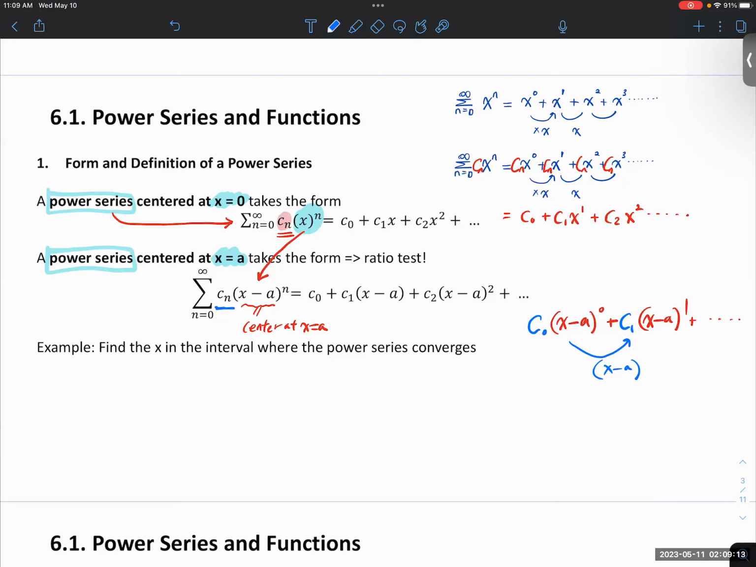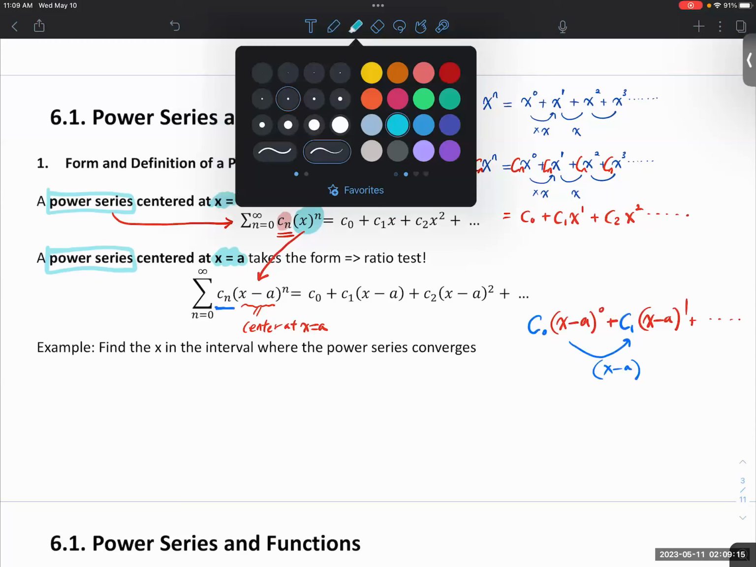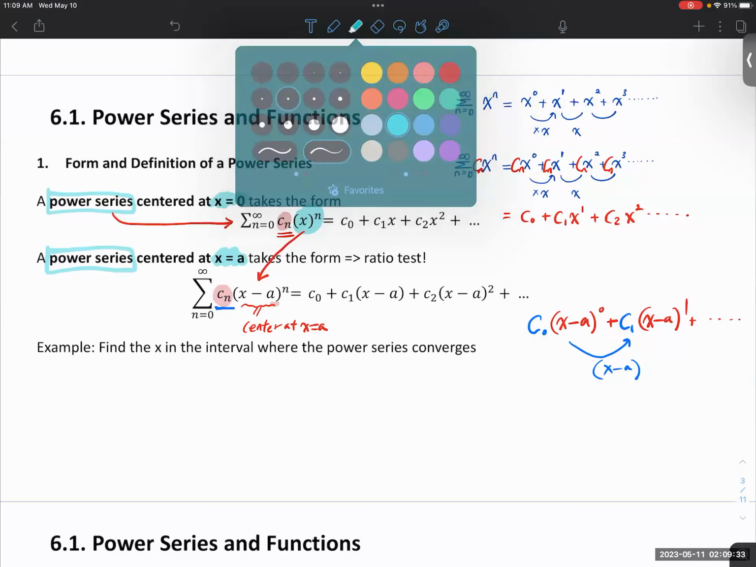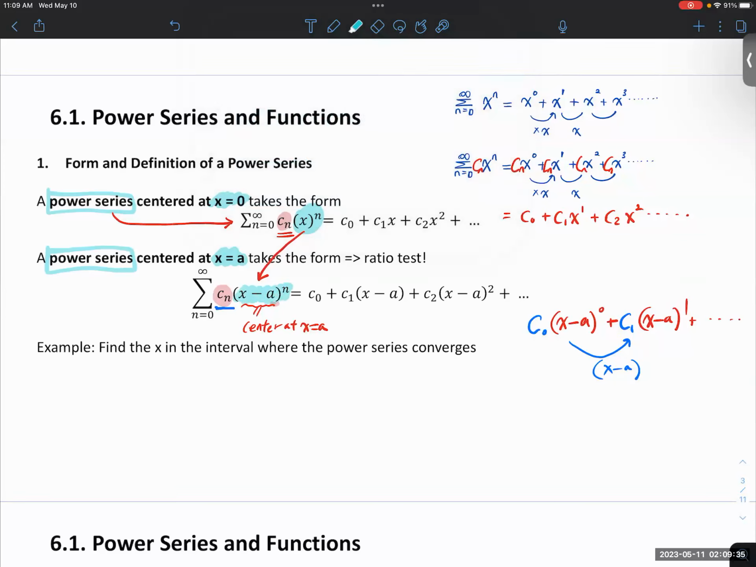We have a unique coefficient right in front of the variable x. There are two cases, where the center is at x equal to 0 or at x equal to a, because we could have many different coordinate points. So this is the power series you can think about. I'm going to change this color. Okay, so that's the power series.